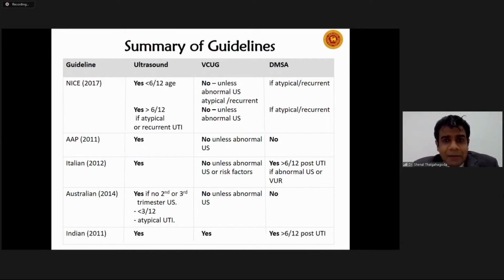And this slide gives you a summary of notable guidelines the world over. You've got the NICE guideline, the American Academy of Pediatrics guidelines, and the Australian guidelines, along with the Indian and Italian guidelines. So you'd see that ultrasound scanning is recommended in all the guidelines. MCUG or VCUG, voiding cystourethrogram. The Australian and American guidelines do not recommend an MCUG unless there are abnormalities on ultrasound scan. However, the NICE guideline recommends them in patients with atypical or recurrent UTI under the age of 6 months.